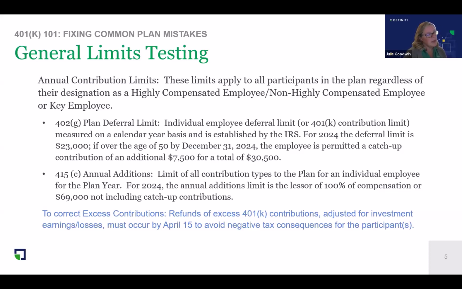If the refund is a salary deferral, then those need to occur before April 15th so that they avoid any of the negative tax consequences for the participant. After April 15th, you get into some double taxation issues, and so that's important to note. And the 402(g) limit, in case I didn't say this, is a calendar year limit. And so that means that even if your plan operates on a non-calendar year, the 402(g) limit goes with your W-2 calendar year.